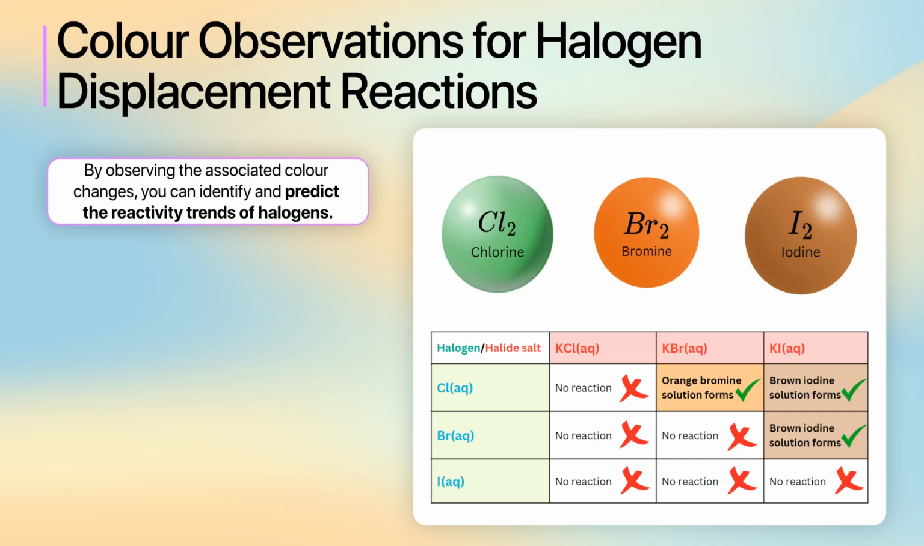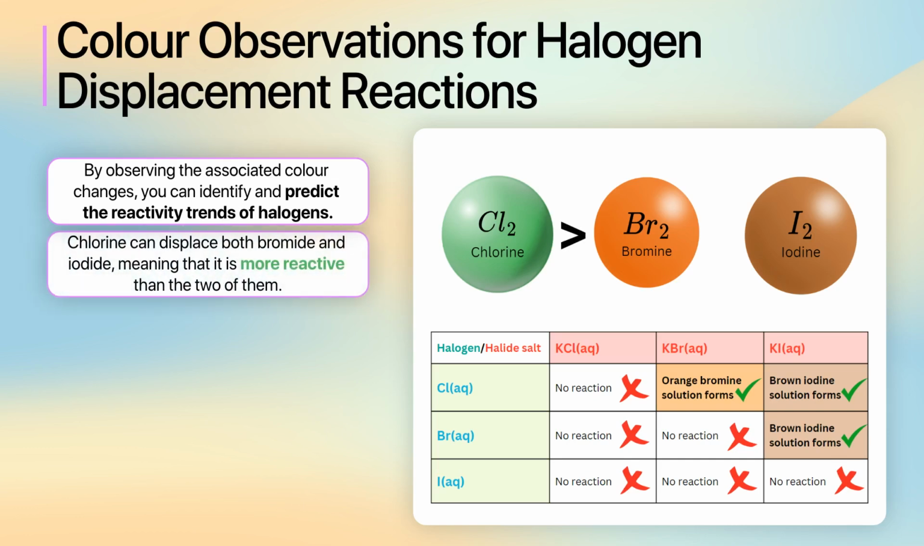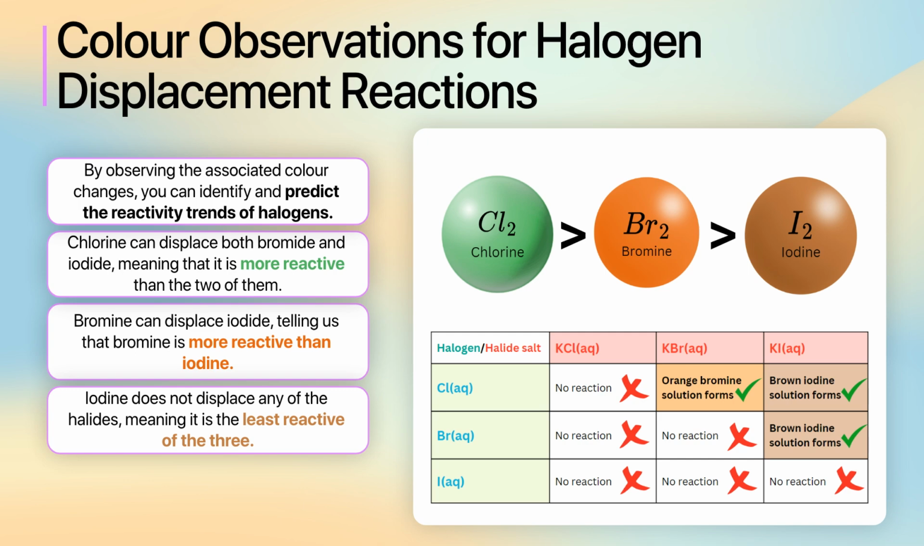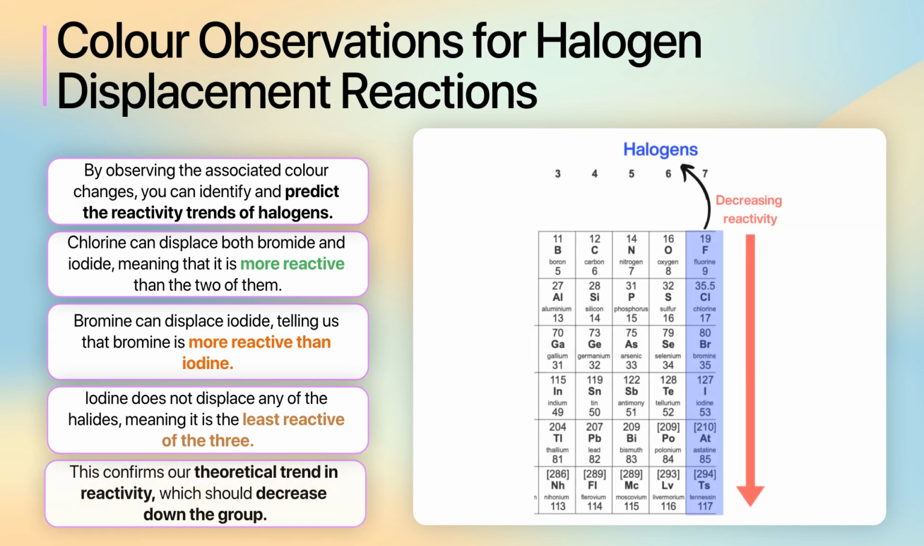The reactions show us that chlorine can displace both bromide and iodide, meaning that it is more reactive than the two of them. We also find that bromine can displace iodide, telling us that bromine is more reactive than iodine. Finally, iodine does not displace any of the halides, so it is the least reactive out of the three. This confirms our theoretical trend in reactivity, which should decrease down the group.